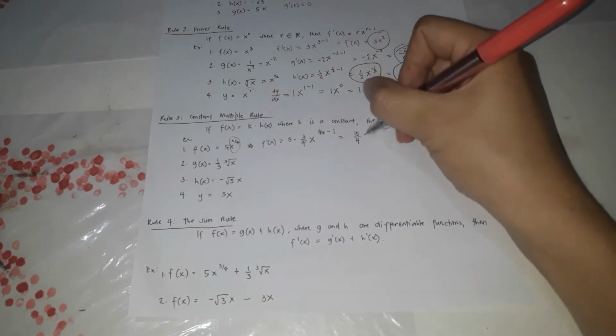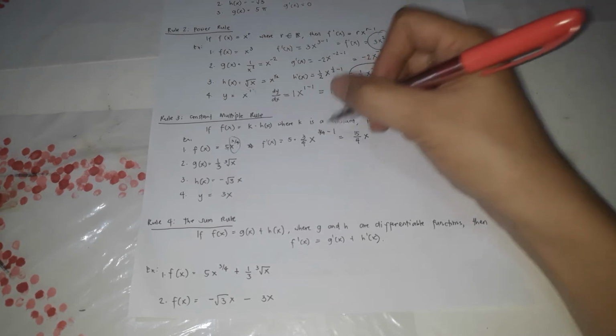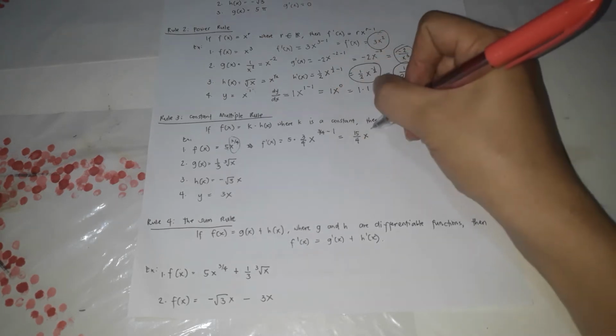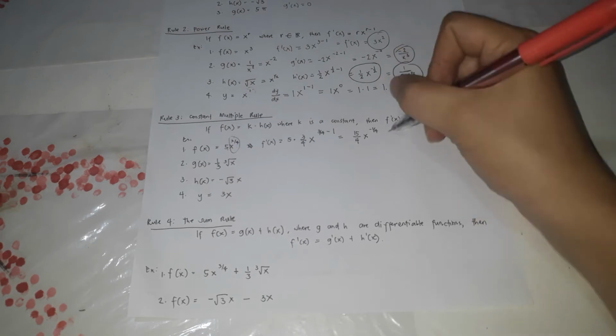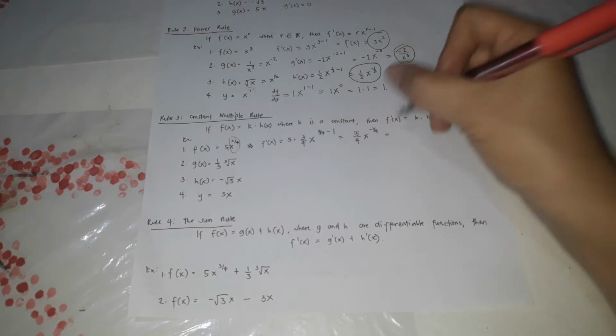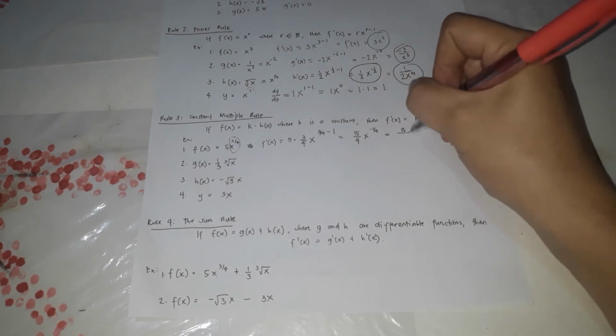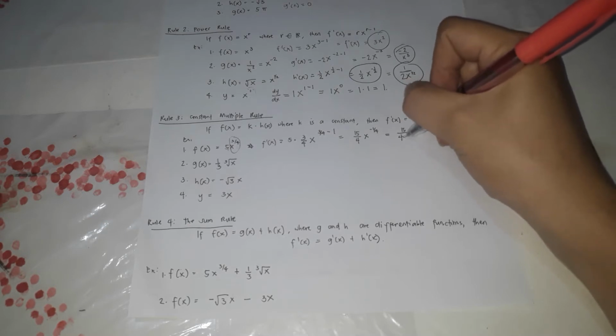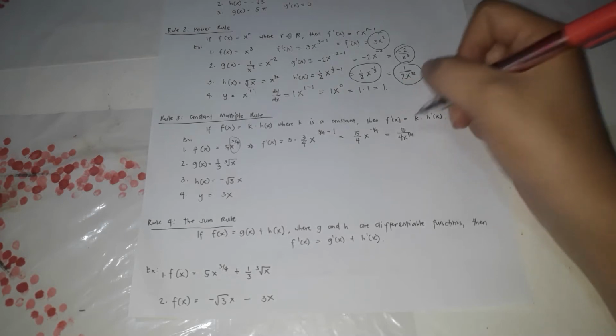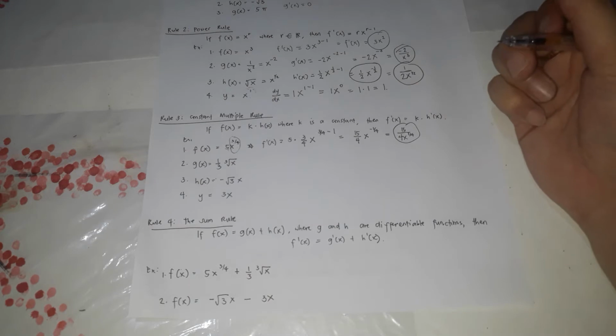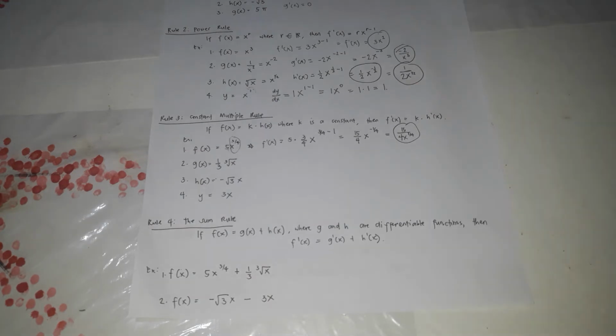Copy the denominator, x to the power of 3/4 minus 1 is equal to negative 1/4. So, kung gusto mong gawing positive ang exponent, so 15 over 4, ilagay mo sa denominator, gawin mong positive. So, this is the answer. Next, number 2. Number 2, if it is 1/3 cube root of x.